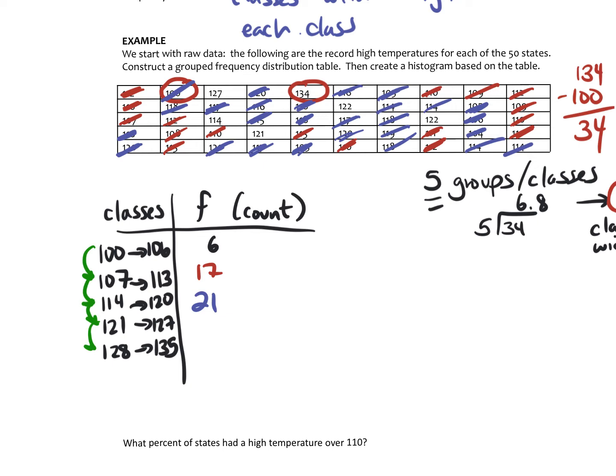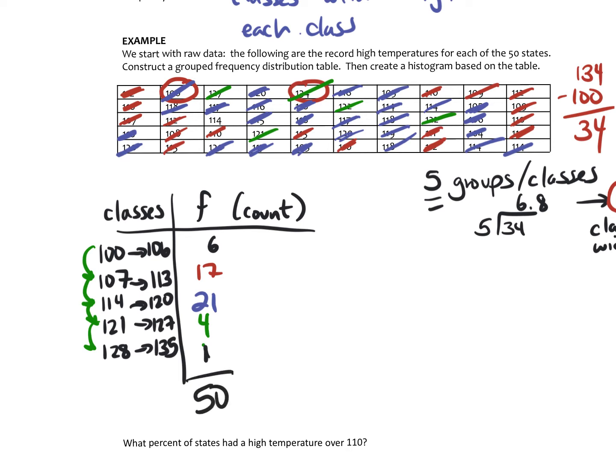All right, 121 to 127. So let's see, 121, 3, 4, just 4 of them it looks like. And the only one that's above is in the 128 to 134 range, so we'll have one of these here. Now, I could add these up because these are states in the union, so this should add up to 50, and if I add these up, I do get 50.